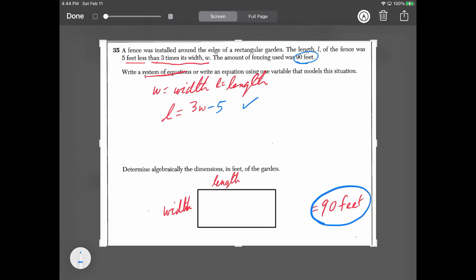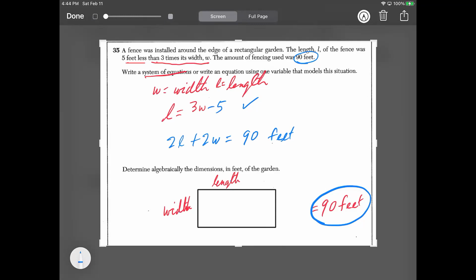Basically, it's going to be L times W plus L times W. No, sorry. It's going to be L plus W plus L plus W, or you can say 2L plus 2W equals 90 feet. Now we've got 2 equations, and we just need to solve for L and W.